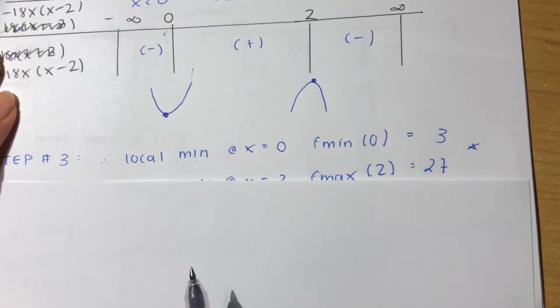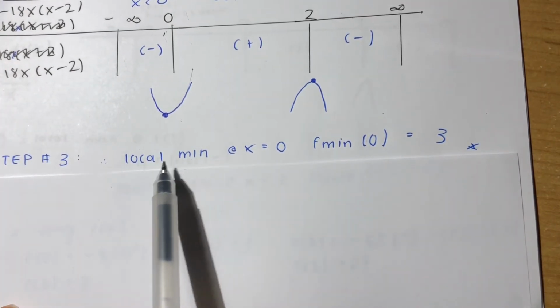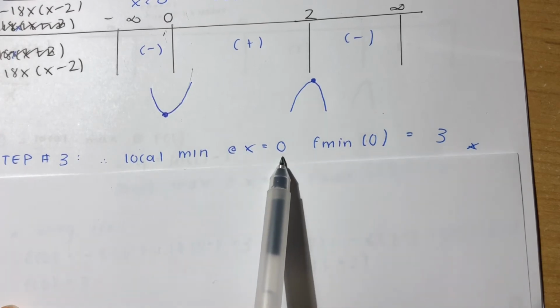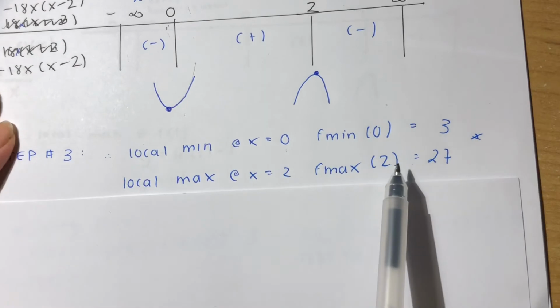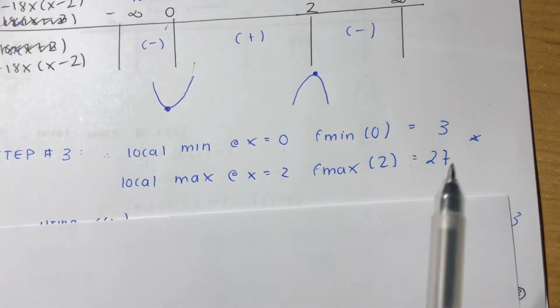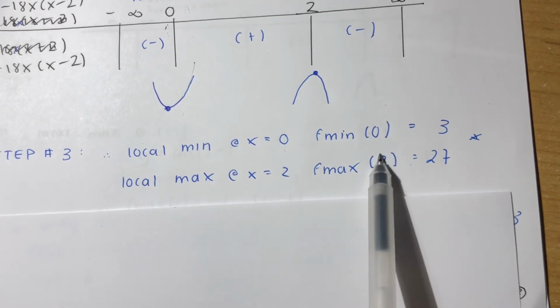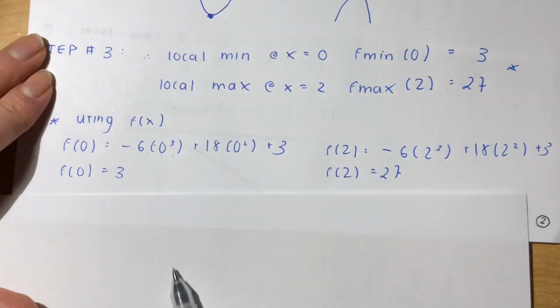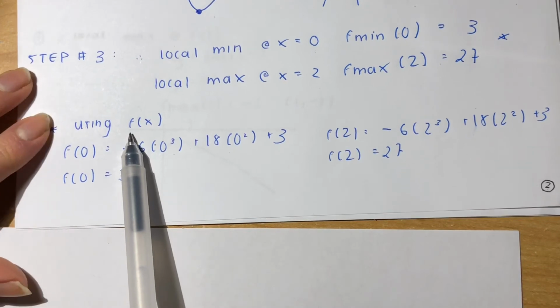So now our last step is just to state what we have. Like I said, we have a local minimum at x is equal to 0 and a local maximum at x is equal to 2. Now, how we find our actual points is we must plug 0 and 2 back into our original f of x, because now we're just trying to find the coordinate point.